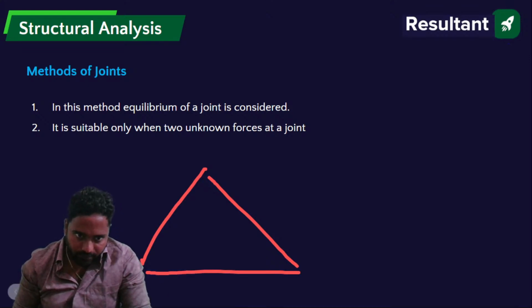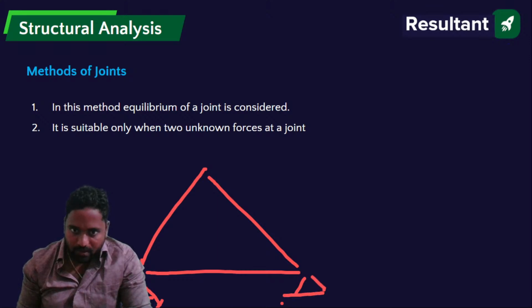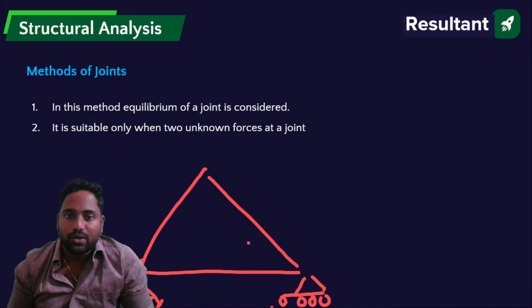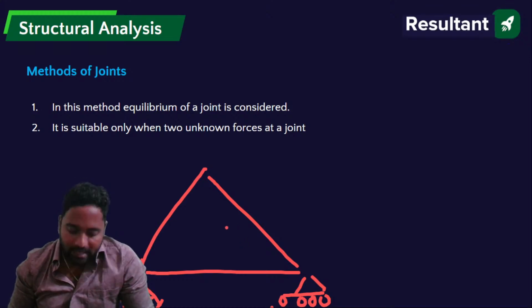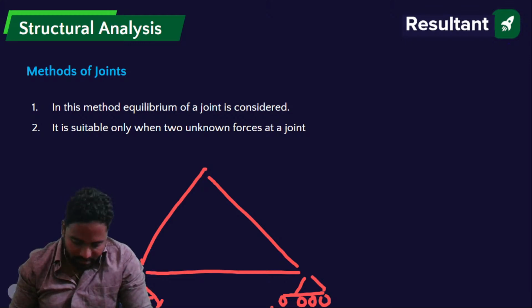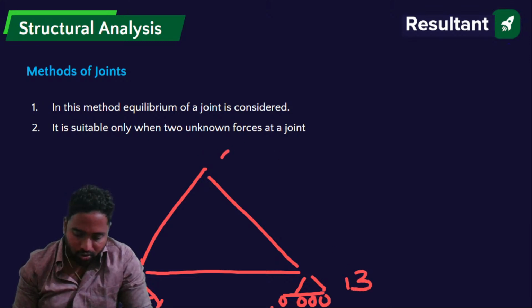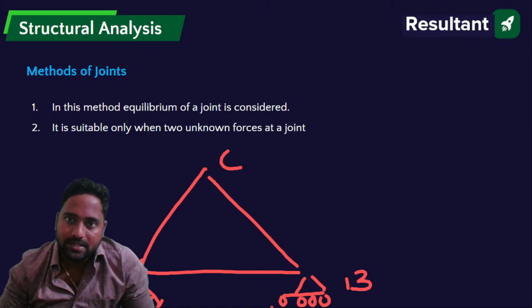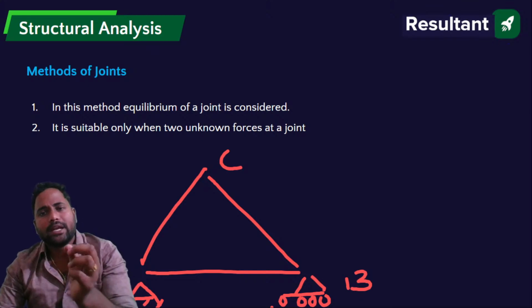Okay. So if I talk about supports, there will be hinge support and there will be roller support. So first thing what we'll be doing in method of joints is we'll be considering equilibrium at each and every joint. If I take this as joint A, joint B and this as joint C, equilibrium at each and every joint.